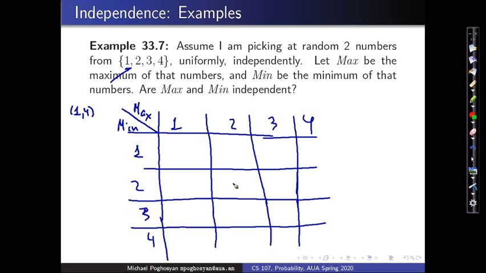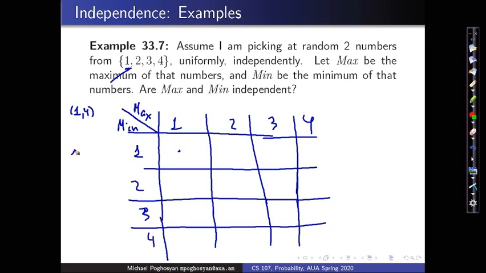Okay. Now I need to fill this table, then check if maximum and minimum are independent. First, let us fill this table. So what is this probability? To calculate this probability, I need to calculate the probability that maximum is 1 and the minimum is 1.